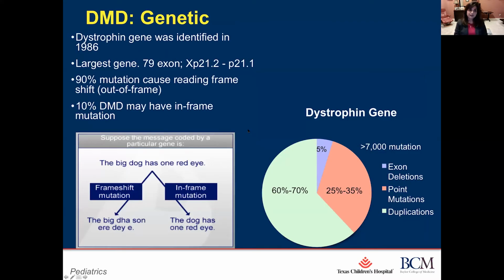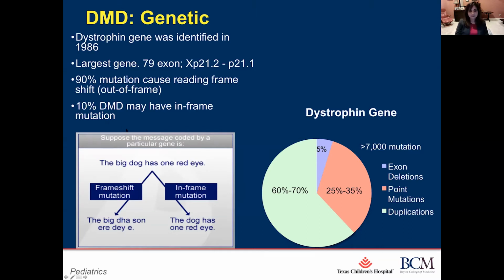The dystrophin gene was first identified in 1986, and then in 1988 we started doing the genetic test for the dystrophin gene. It's the largest gene in the body, and it has 79 exons, meaning 79 puzzle pieces. It's present on the X chromosome. In Duchenne muscular dystrophy, 90% of patients have a mutation which shifts the reading frame, called an out-of-frame mutation. But 10% of patients may have an in-frame mutation, where the reading frame is intact.